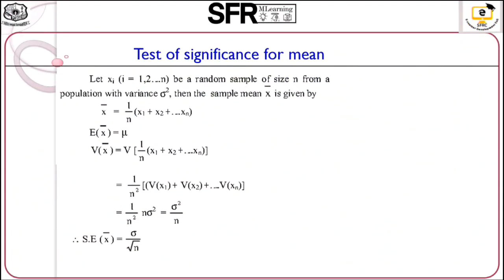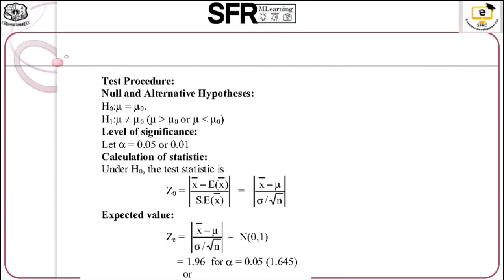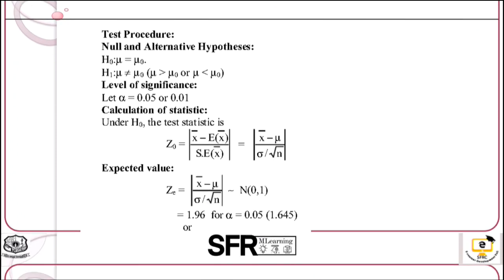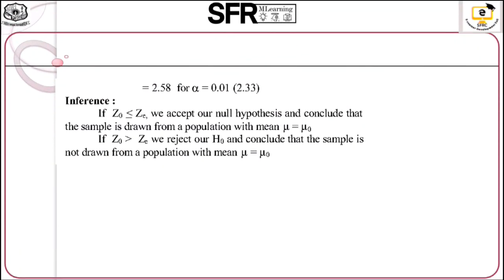Next one is test of significance for mean. The formula for Z0 is given, and the ZC formula is given. Here the null hypothesis is that the given mean is equal to the original mean. The alternative hypothesis is that the two means are not equal. Here also we take the level of significance as 0.05 or 0.01. So the final conclusion: if Z0 is less than or equal to ZC, we accept our null hypothesis. If Z0 is greater than ZC, we reject our null hypothesis.